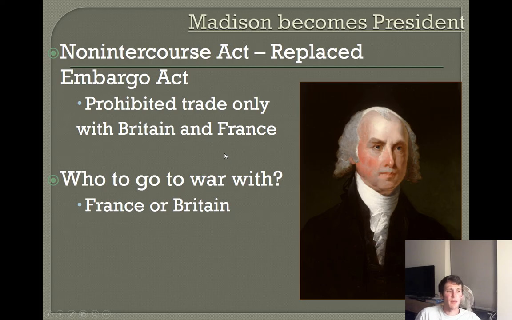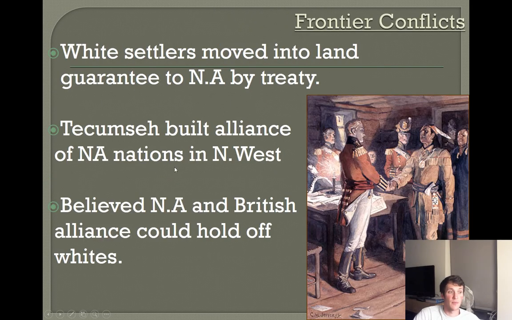So Madison's going to come into power, and he's going to replace that Embargo Act. He's going to prohibit trade only with Britain and France. It's going to be called the Non-Intercourse Act. But the question is going to become, who do we go to war with? We're going to go to war with France, or we're going to go to war with Britain.